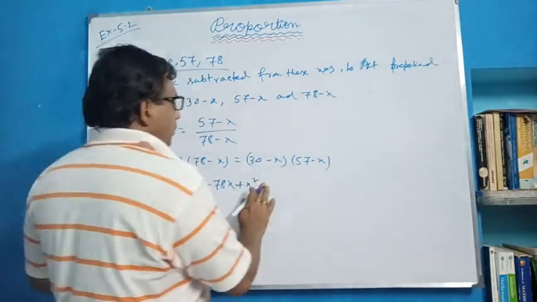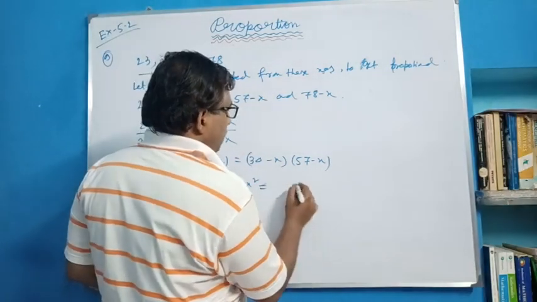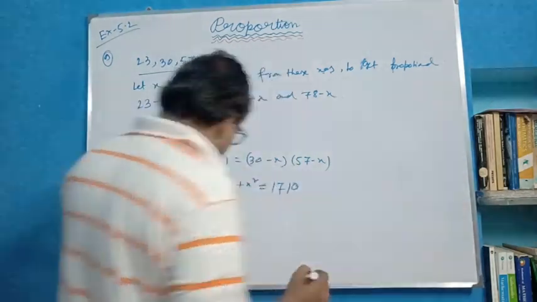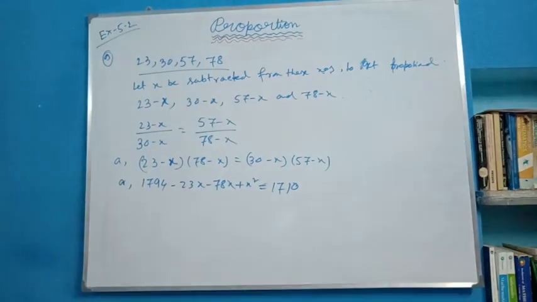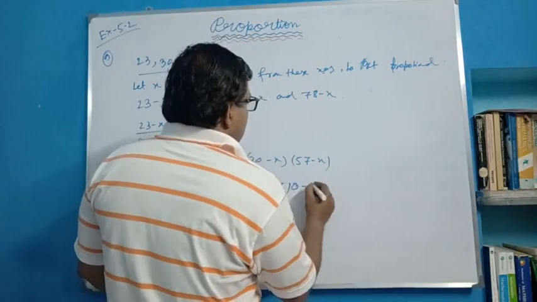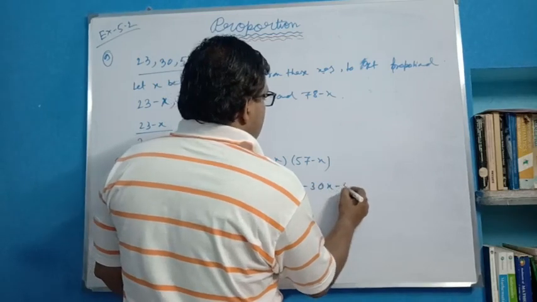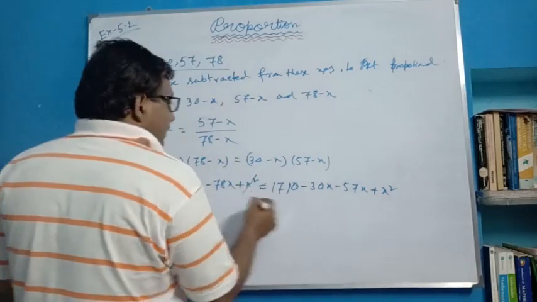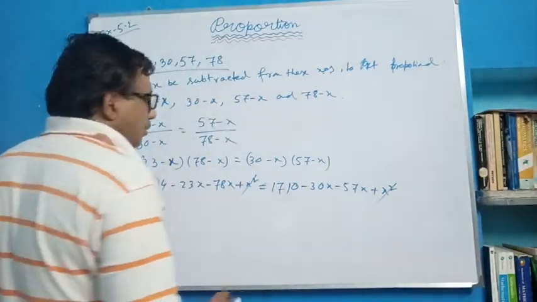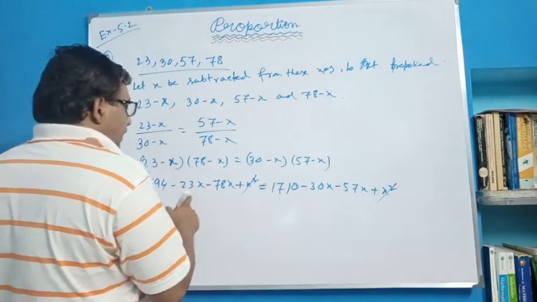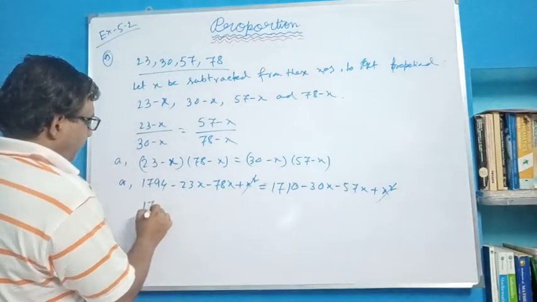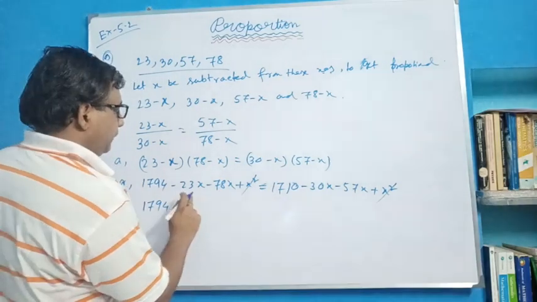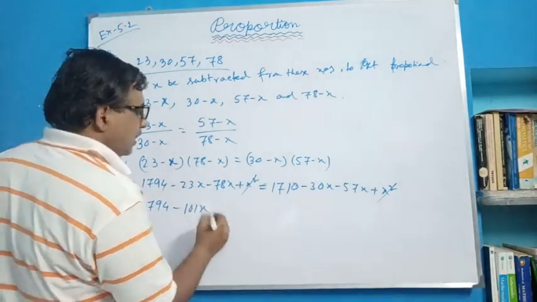Now 57 into 30, most probably 1710. Minus 30x minus 57x plus x square. So this plus x square cancels out. 23 and 78, if we add these two, 1794 minus 101x. Is it?